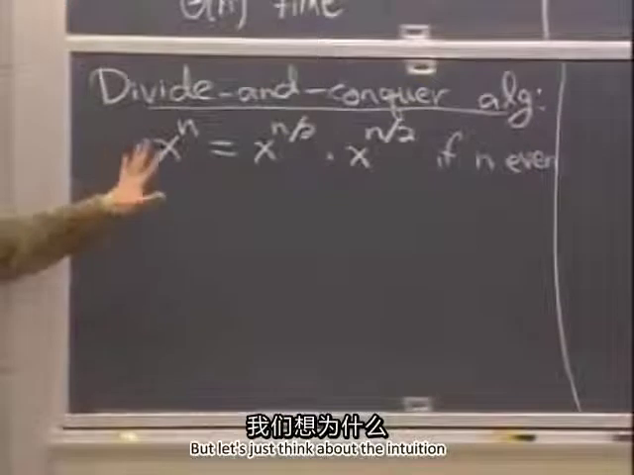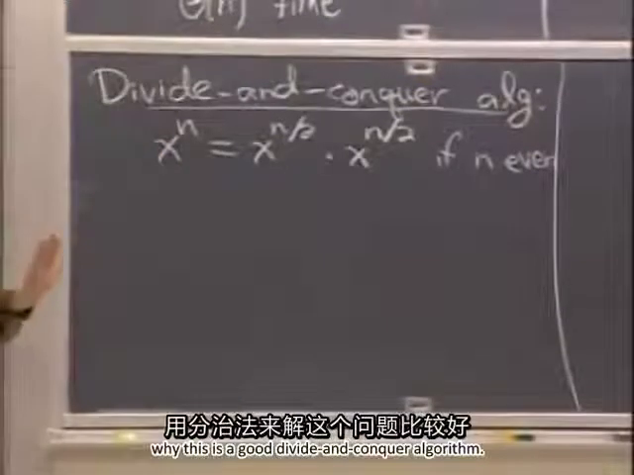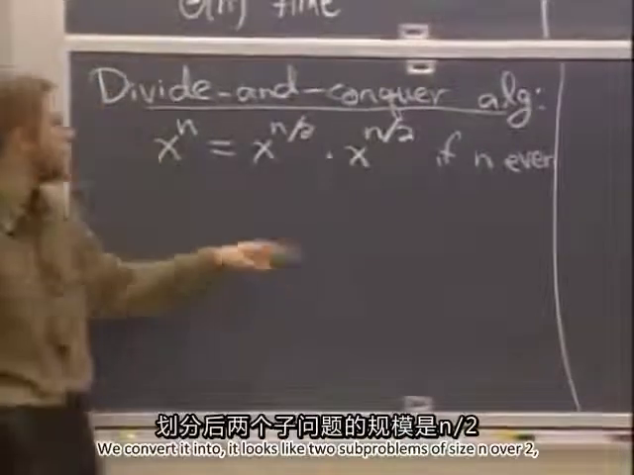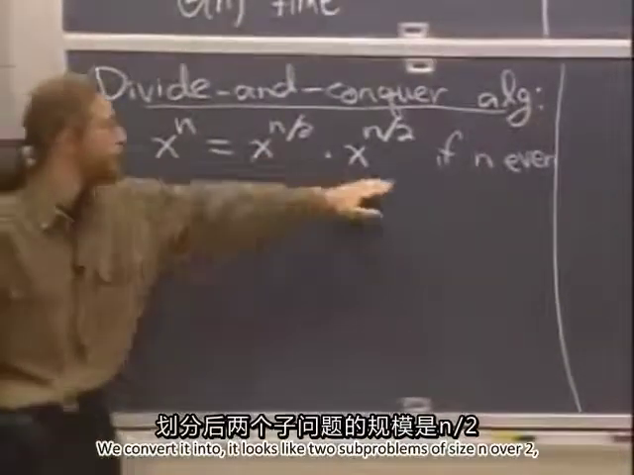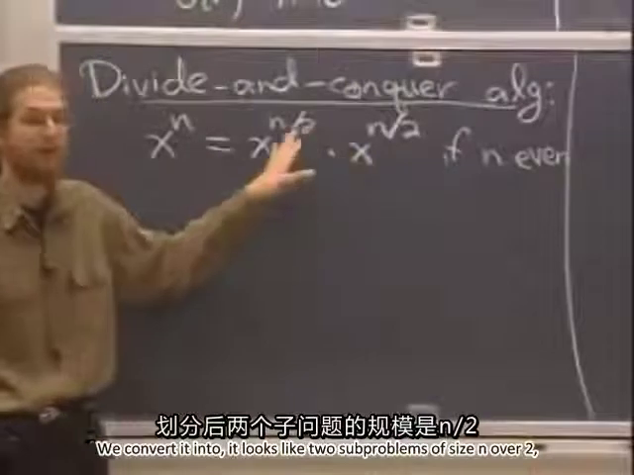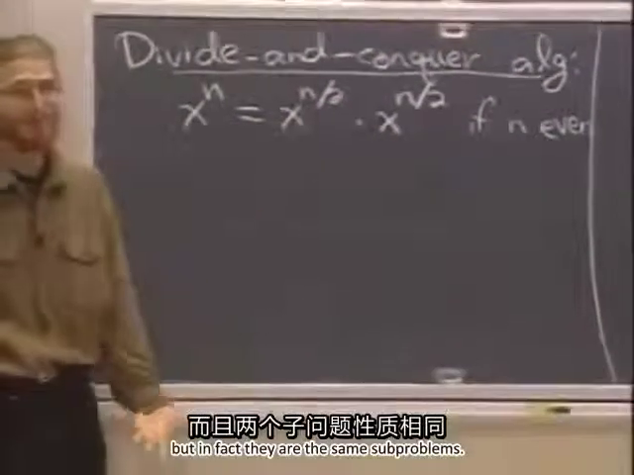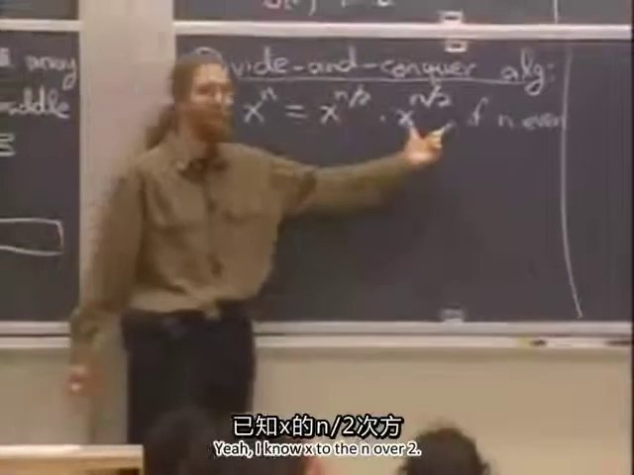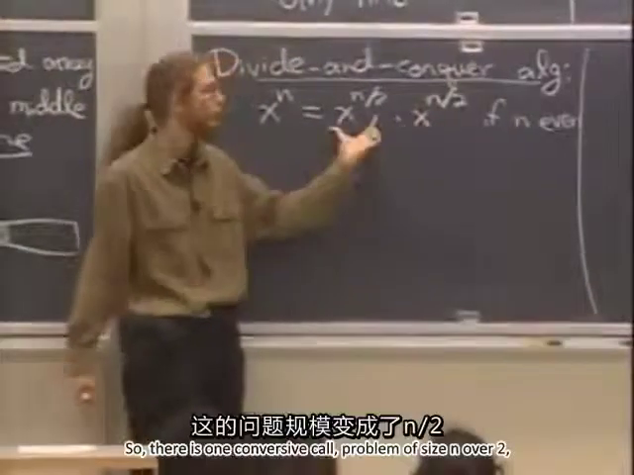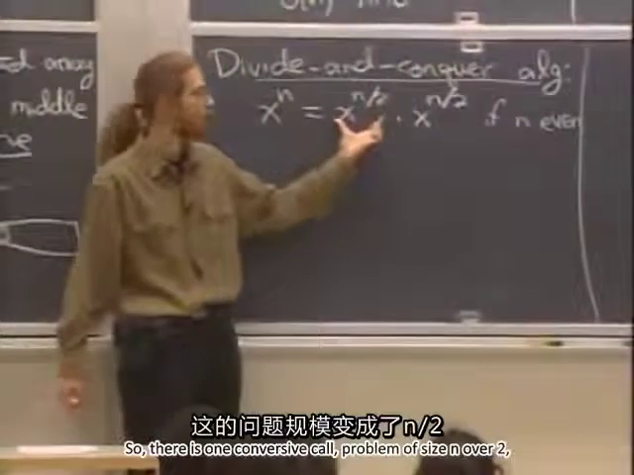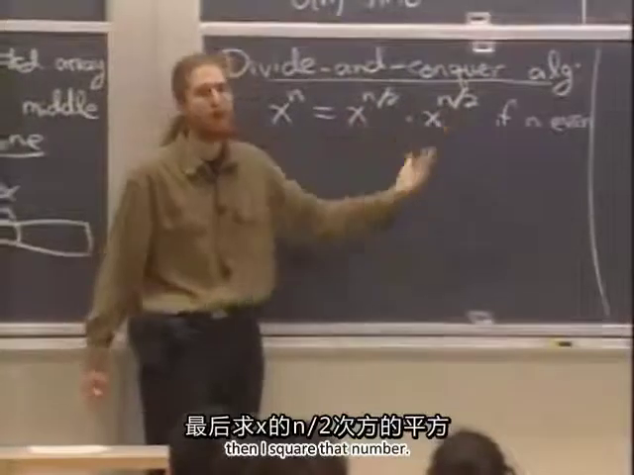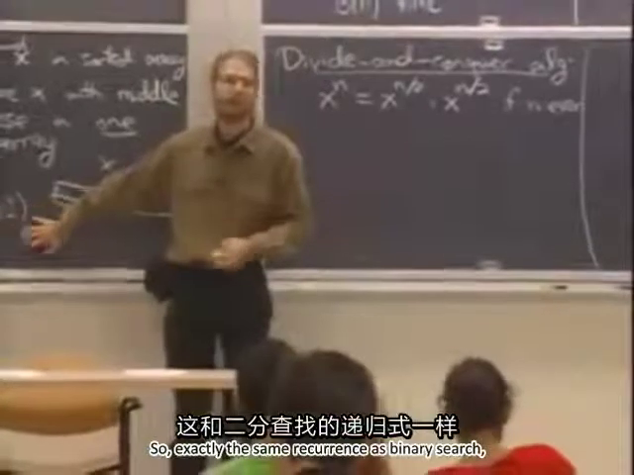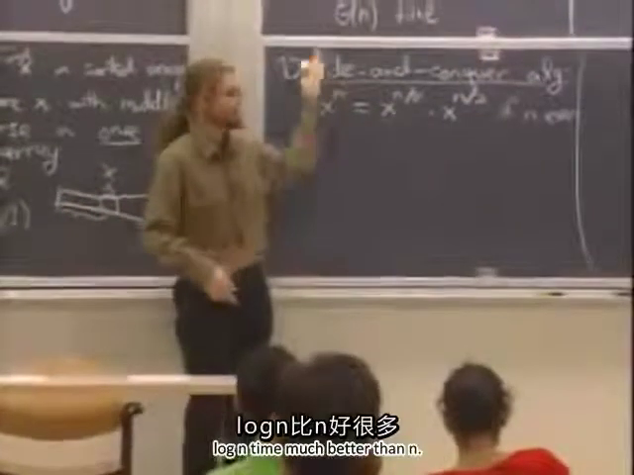But let's just think about the intuition why this is a good divide and conquer algorithm. We have a problem of size n, let's say. We convert it into what looks like two subproblems of size n over 2. But in fact, they are the same subproblem, so I only have to solve one of them. If I compute x to the n over 2, hey, I know x to the n over 2. So there's one recursive call to a problem of size n over 2. Then I square that number, and that's one computation. So exactly the same recurrence as binary search, log n time, much better than n.